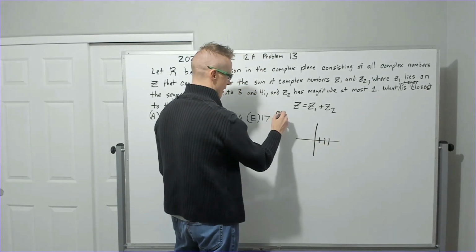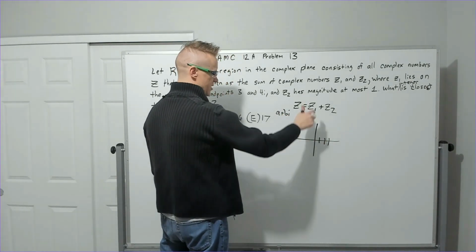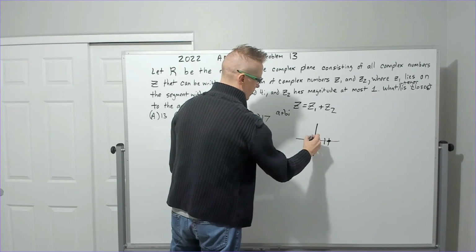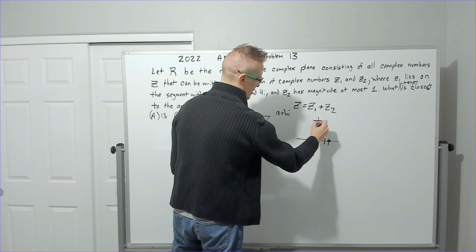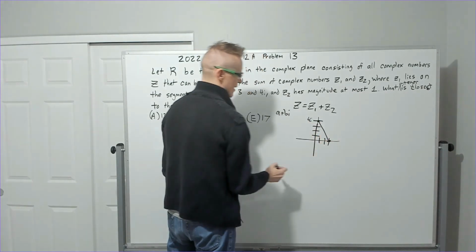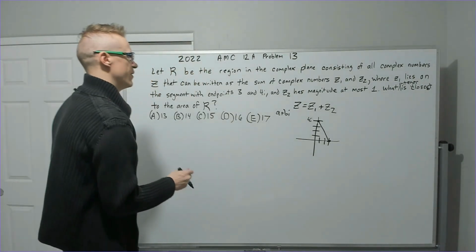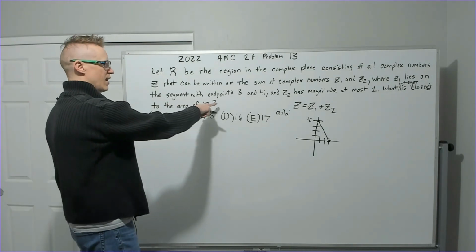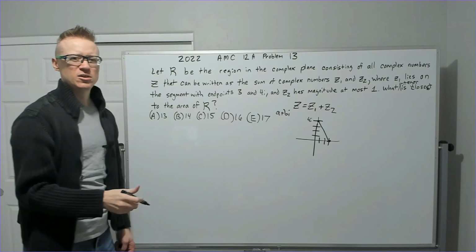It's A plus BI. A is the real part on the real axis, imaginary axis here. You've got 3. 1, 2, 3, 4. This would be 4i. So we got a segment just like that. Okay, that's going to be Z1 lies on there somewhere, and Z2 has magnitude at most 1.